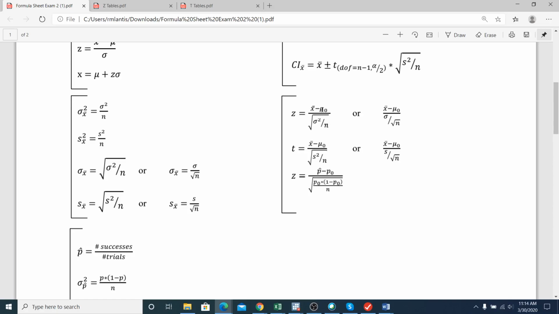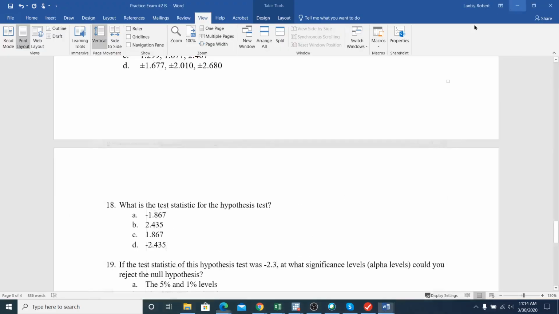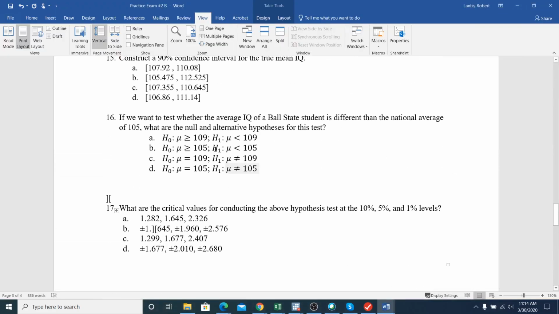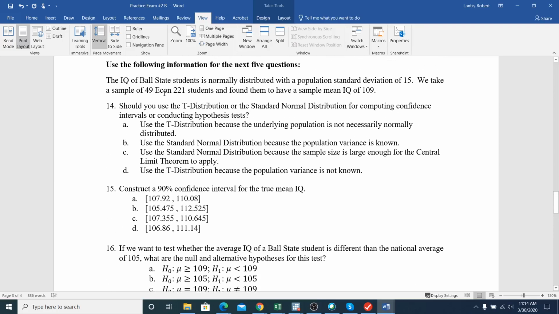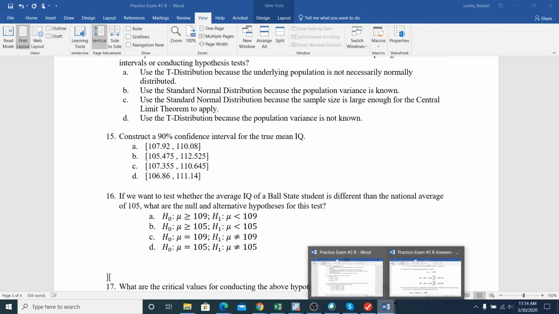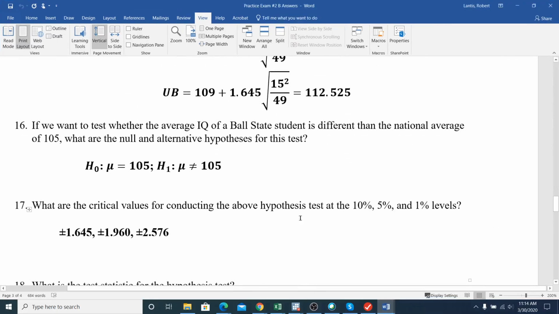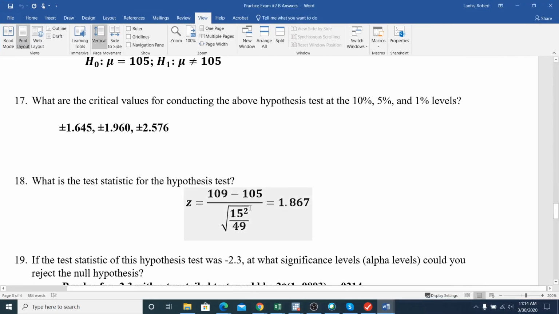The assumed true mean was 105. The sample mean we found was 109. The standard deviation, just that sigma there, was 15. And then the sample size was 49. Okay. So if we plug all those in, hopefully I guessed it right. So plug those values in, 1.86. So that's where that came from.